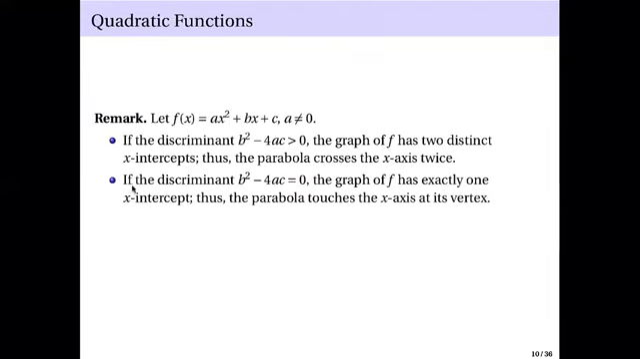Now, if the discriminant b squared minus 4ac equals 0, the graph of f has exactly one x-intercept. This means the parabola touches the x-axis at its vertex. Take note of the word touches. The other case says crosses. Here, the parabola only touches the x-axis at its vertex.